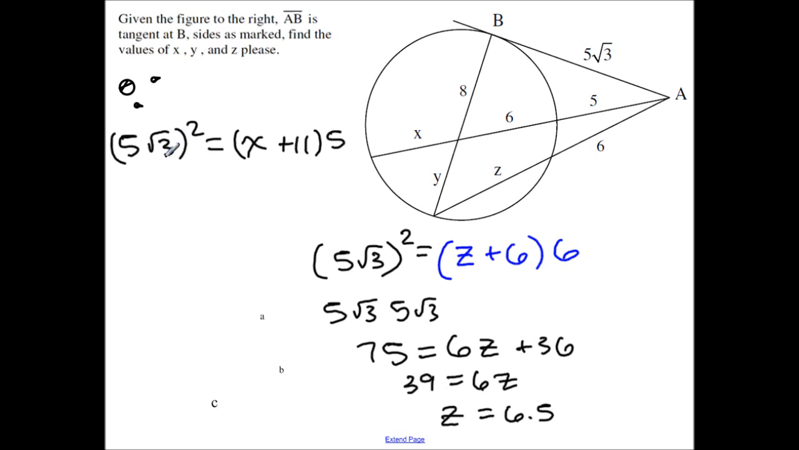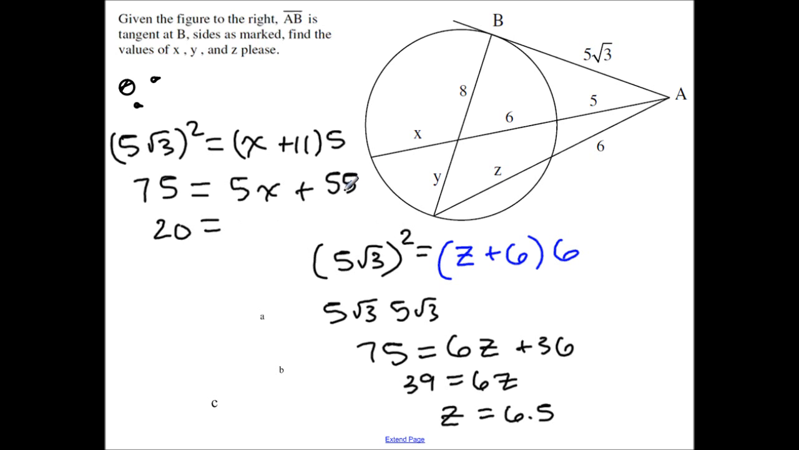So again, squaring 5 root 3, you can see we got it right here. That is 75. 5 root 3, 5 root 3 is 75. And then I have over here 5x plus 55. And when we subtract 55 from both sides, we get that 20 over here. 75 minus 55 is 20.